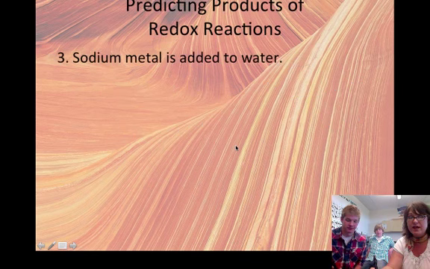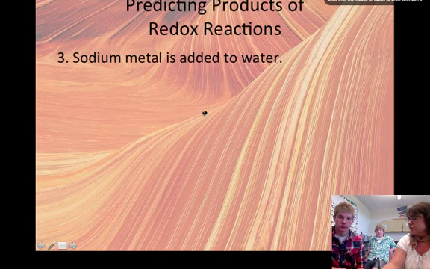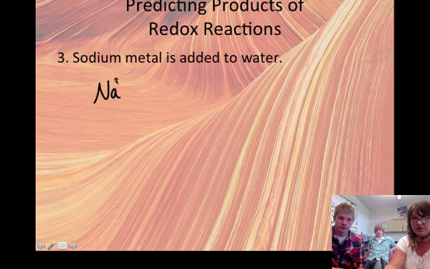Okay, let's look at adding sodium metal to water. Based on what you know about how metals react with water, you should already have an idea what the products will be. Sodium is an element, so it has a 0 charge. And what's it going to do? It's probably going to turn into an ion. This is the only ion sodium ever forms. Plus 1. I'll put a 1 there if that makes you happy.